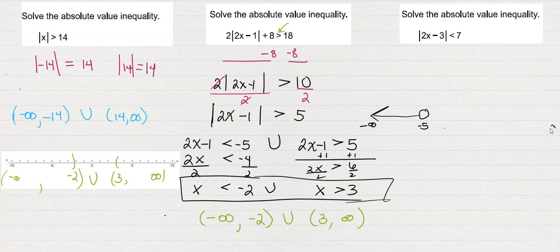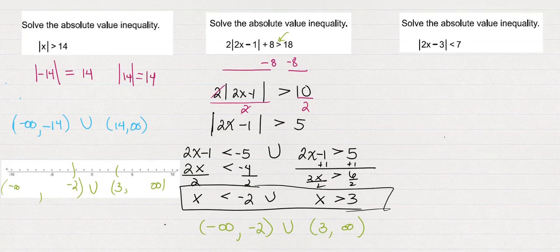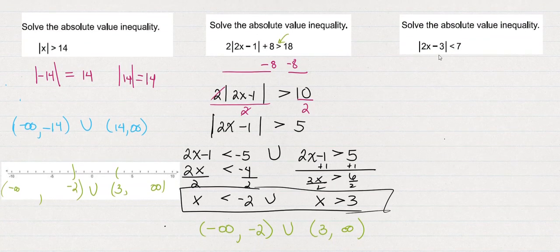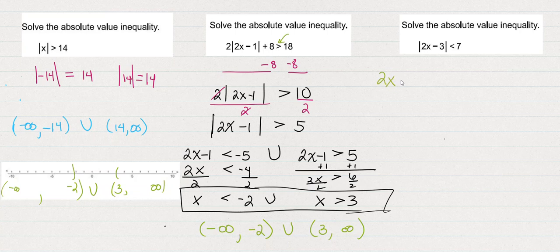Let's look at one last example, a less than example. So we have the absolute value of 2x minus 3 is less than 7. So what we're saying there is that this 2x minus 3 is sandwiched between 7 and negative 7. If you can picture it on a number line, the distance from 0 of 2x minus 3 is less than 7 units. So the 2x minus 3 is less than 7 units from 0. So that's going to sandwich it in between -7 and 7.